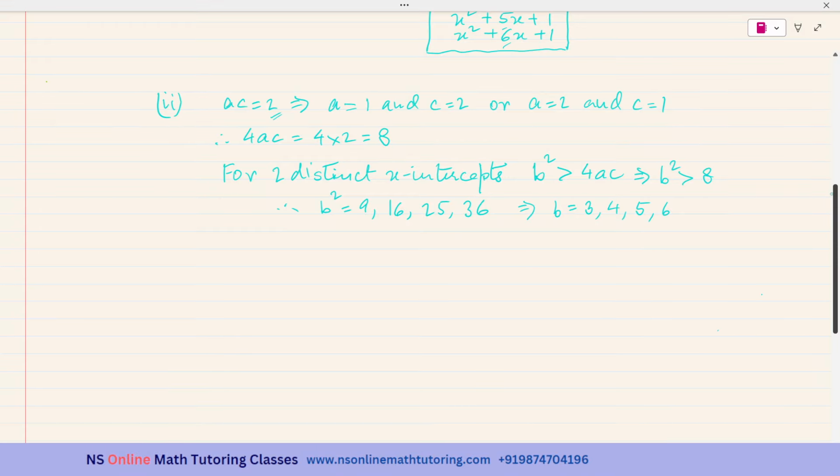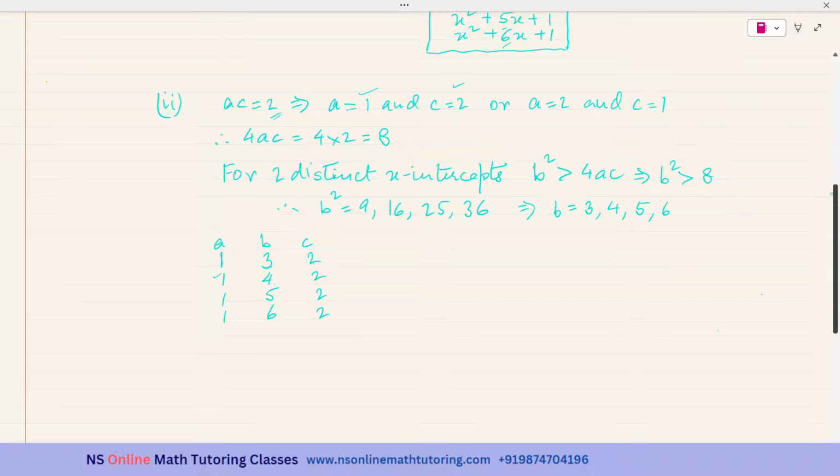Okay, so what can be the combinations of A, B and C? Let me first of all take A equal to 1 and C equal to 2. So 1, 3, 2; 1, 4, 2; 1, 5, 2; 1, 6, 2. These are the four possible quadratic functions. Because A is 1, it will be x squared plus 3x plus 2, then x squared plus 4x plus 2. This way, you will have the four quadratic functions f of x.